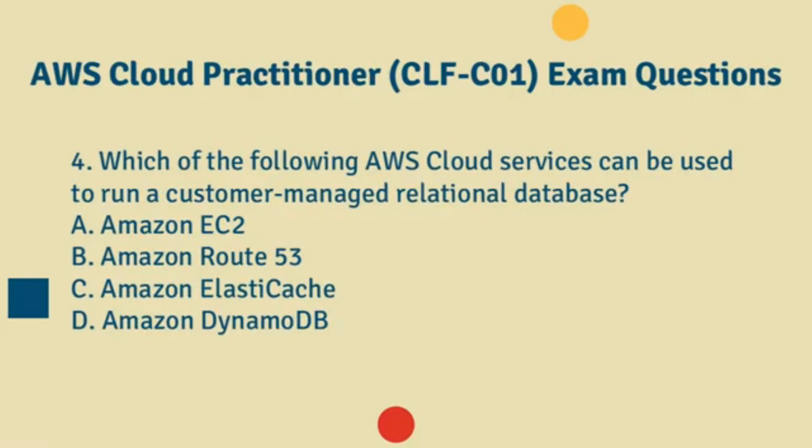4. Which of the following AWS cloud services can be used to run a customer-managed relational database? A. Amazon EC2. B. Amazon Route 53. C. Amazon ElastiCache. D. Amazon DynamoDB.